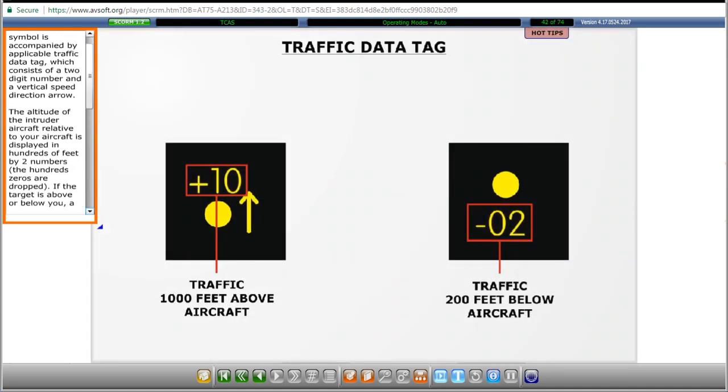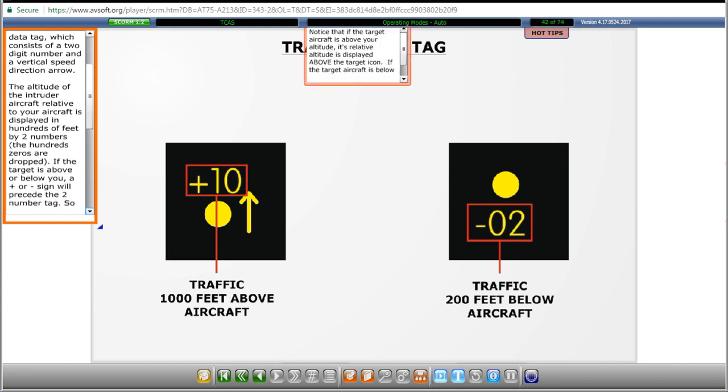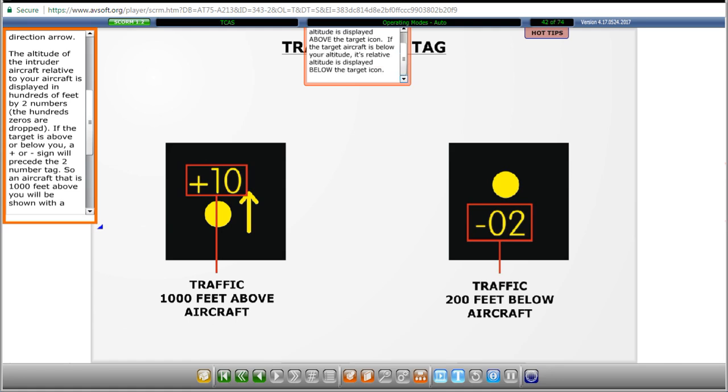Each traffic symbol is accompanied by an applicable traffic data tag, which consists of a 2-digit number and a vertical speed direction arrow. The altitude of the intruder aircraft relative to your aircraft is displayed in hundreds of feet by 2 numbers. If the target is above or below you, a plus or minus sign will precede the 2-number tag. So an aircraft that is 1,000 feet above you will be shown with a plus 10 above its target symbol. An aircraft that is 200 feet below you will be shown with a minus 2 below its target symbol.